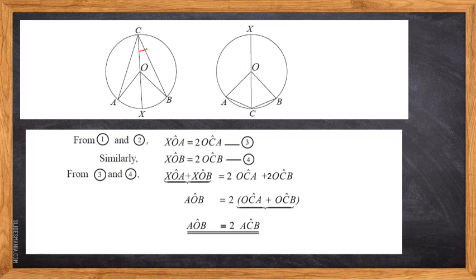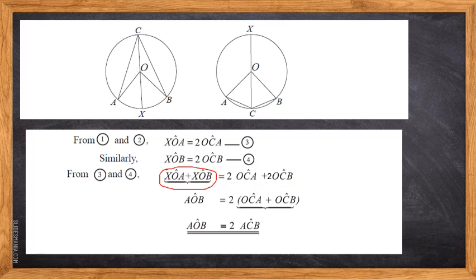Then using these two equations, 3 and 4, what we have done is we have added 3 and 4. Then on the left hand side we have XOA plus XOB. On the right hand side we have twice OCA plus twice OCB.